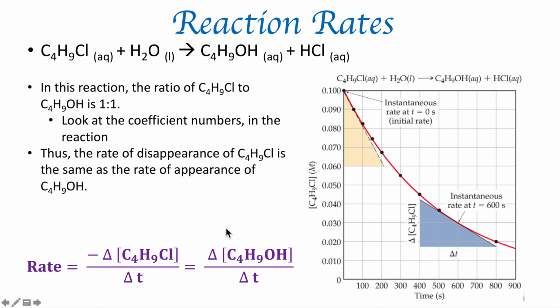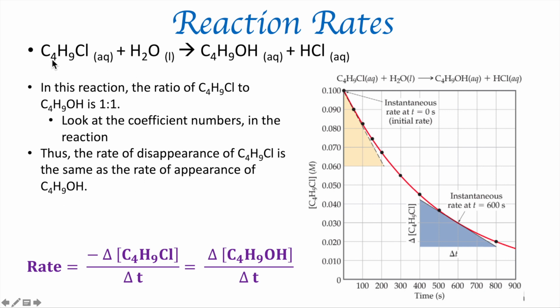So in this reaction, the ratio of methyl chloride, which is this right here, to methyl hydroxide, I'm sorry, it's not methyl, it's butyl. So this is butyl chloride, and butyl chloride to butyl hydroxide is a 1-to-1 ratio. So this is a balanced reaction. You have 1 mole of butyl chloride in ratio to 1 mole of butyl hydroxide. So again, just look at the coefficient numbers here. So the rate of disappearance of butyl chloride is the same as the rate of appearance of the butyl hydroxide.